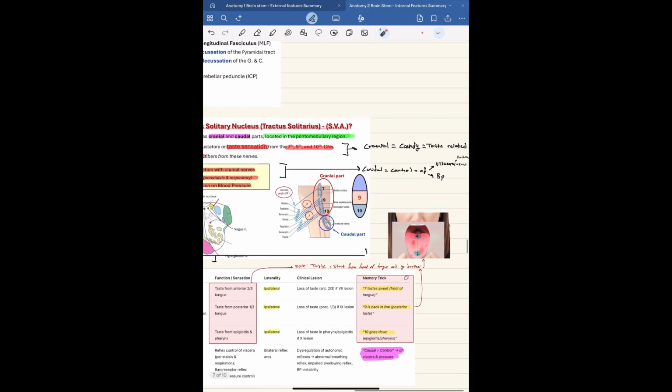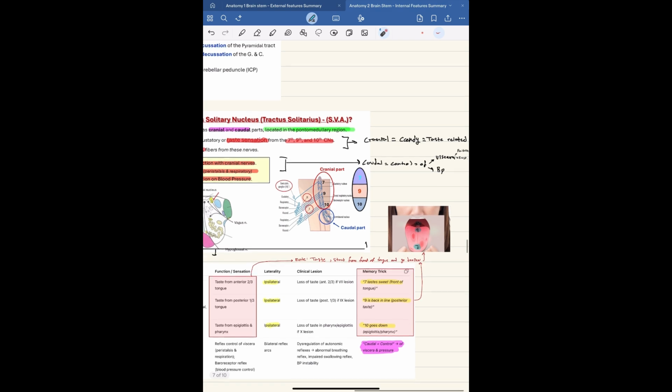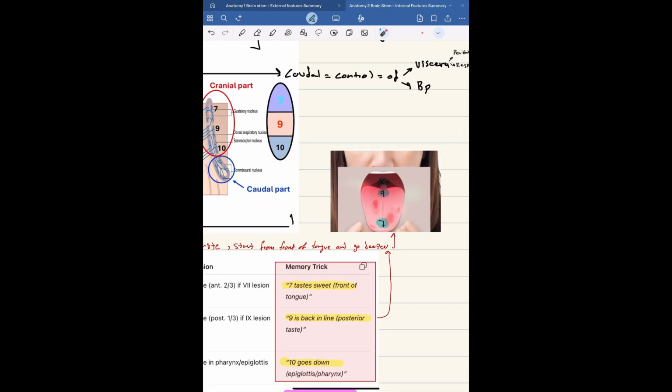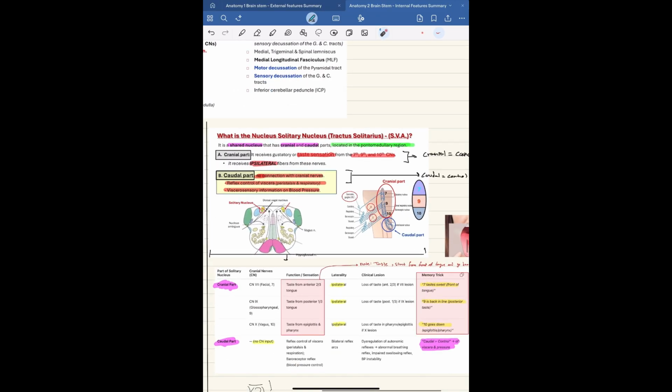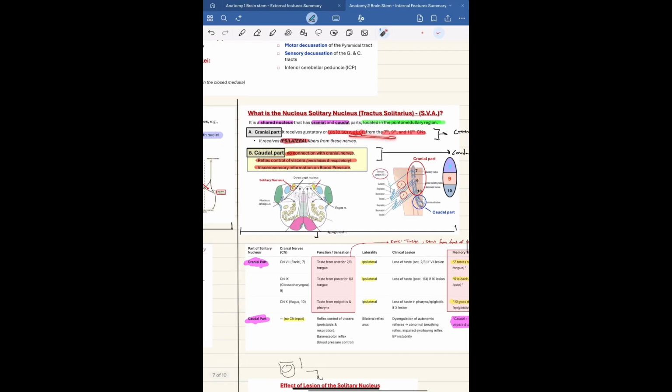Who are the ones to remember in terms of cranial nerves? I remember it like this: I take this picture and I go in order. So cranial nerve 7 at the anterior aspect of the tongue, then 9 at the posterior aspect, and 10 which is related to the epiglottis. Okay, that's taste sensation.